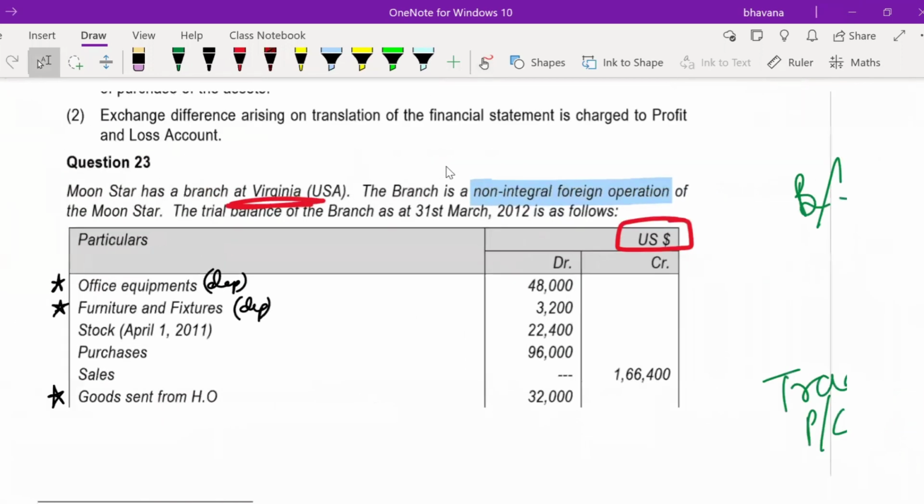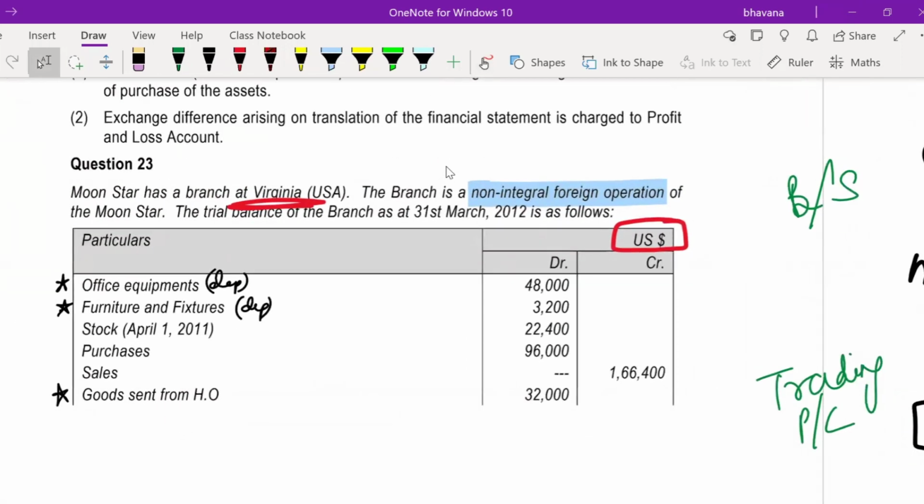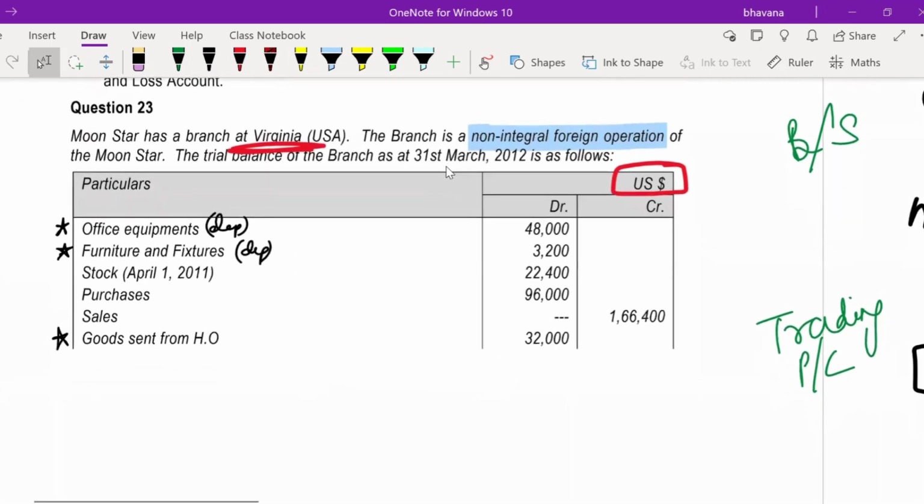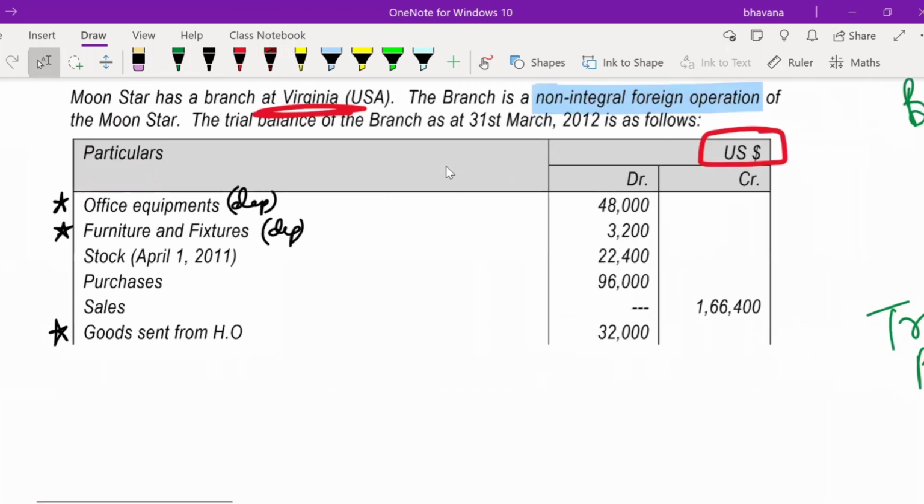In the question, see, non-integral foreign operation, they have given the same in the last question you solved also. Directly they have given you integral foreign operation. Okay, so I hope that understanding of the question you have now. So now what you have to do is, now let's see.